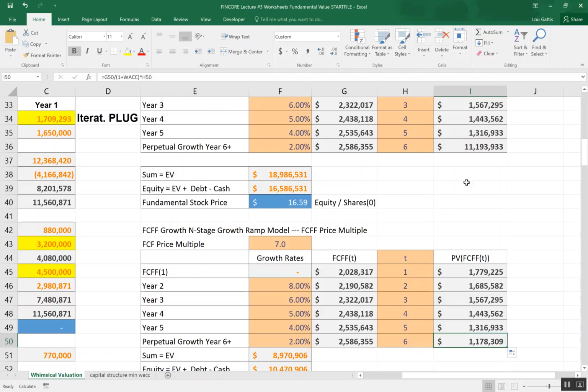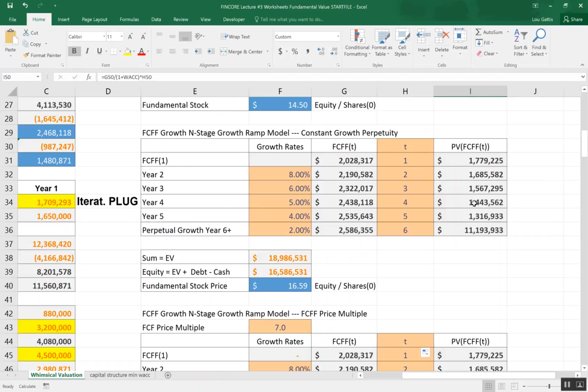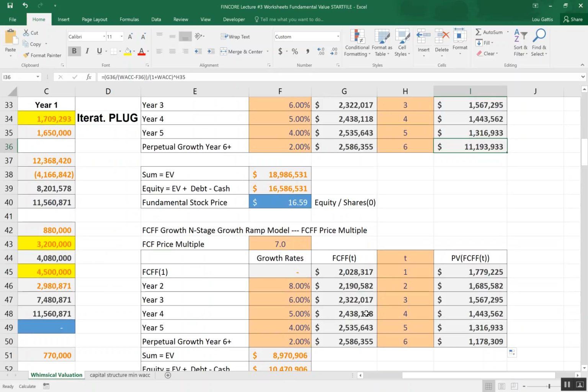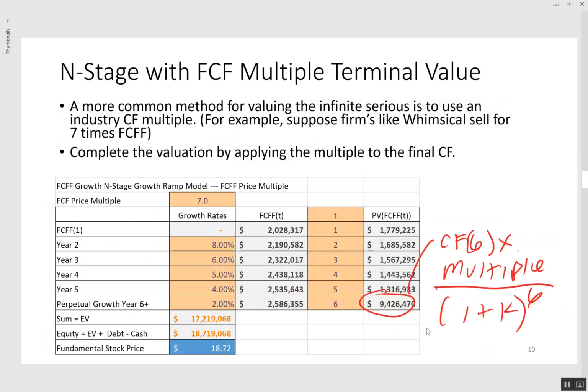There are 2 common ways to finish off a valuation model for an infinite series. One way is doing a growth perpetuity using an infinite growth rate. However, the problem is the model becomes very sensitive to changes in that infinite growth rate. Another way to do it is, instead of using a growth perpetuity, just calculate your cash flow in year 6 and multiply it times some constant.